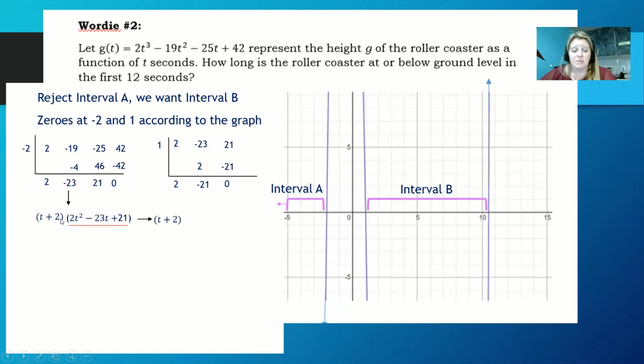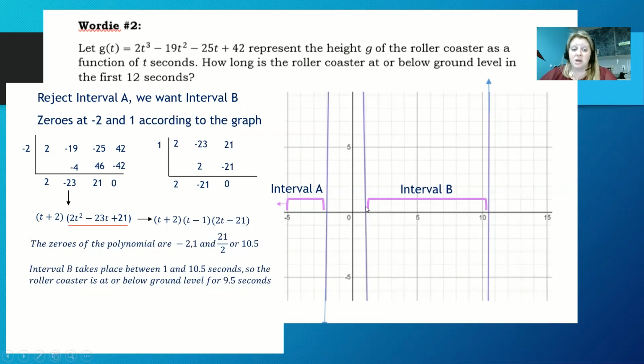So I'm going to keep my t plus 2, but when I factor this quadratic, I get t minus 1, and then my leftover of 2t minus 21. So I could use 2 rounds of synthetic division to factor this polynomial. Once you have something factored, you can set each of them equal to 0 and solve. So there's your -2, there's your 1, which we already knew were there, but what we didn't know was the 21 over 2, or 10.5. So interval B takes place between 1 and 10.5 seconds.